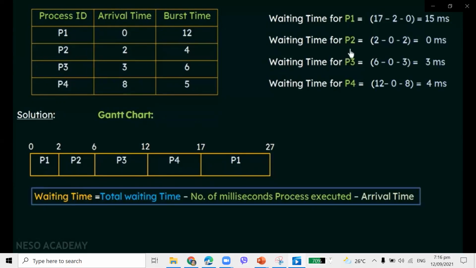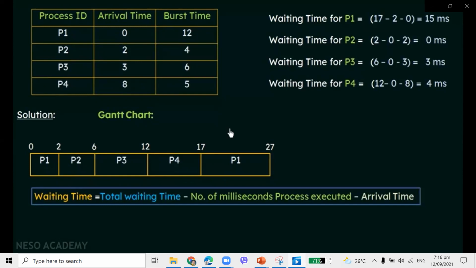And similarly for P2, what is the total waiting time? We see that P2 is seen only here in the Gantt chart, and the total waiting time was 2 milliseconds. And the number of milliseconds the process executed before that, we see that P2 never executed before that. So it is 0, and the arrival time of P2, that is 2 milliseconds. So minus 2. That will give us 2 minus 0 minus 2, that is 0 milliseconds.